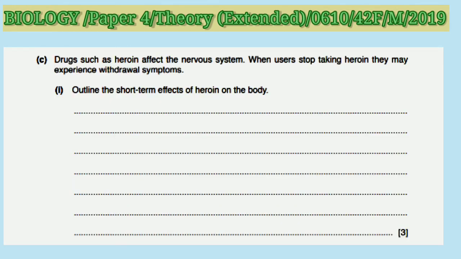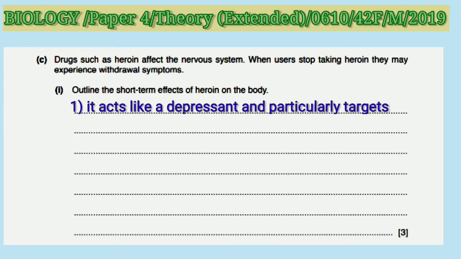Sub-question C of question 3. Drugs such as heroin affect the nervous system. When users stop taking heroin, they may experience withdrawal symptoms. Outline short-term effects of heroin on the body.